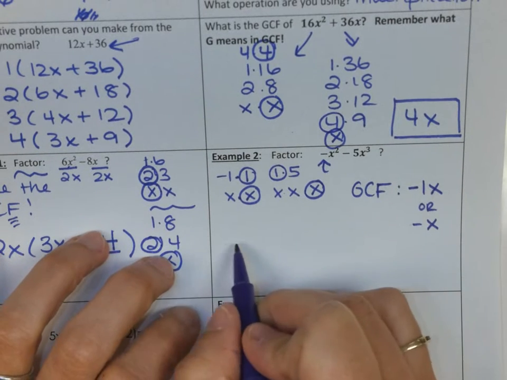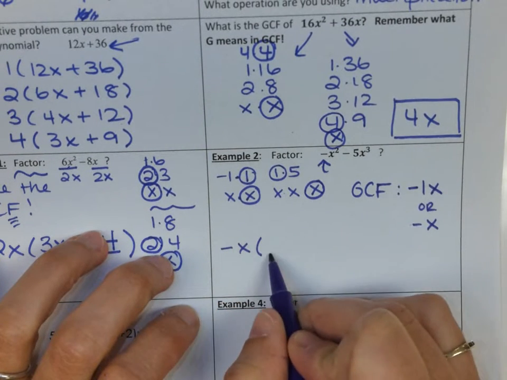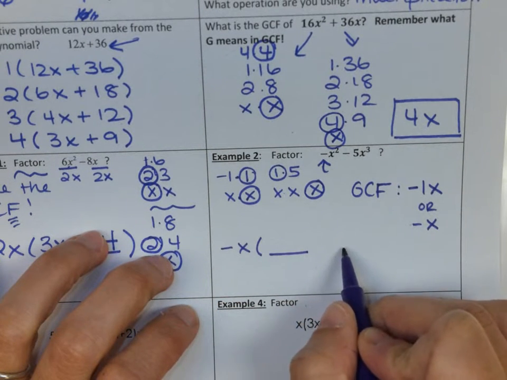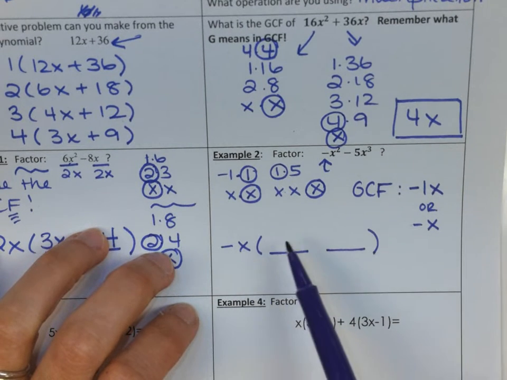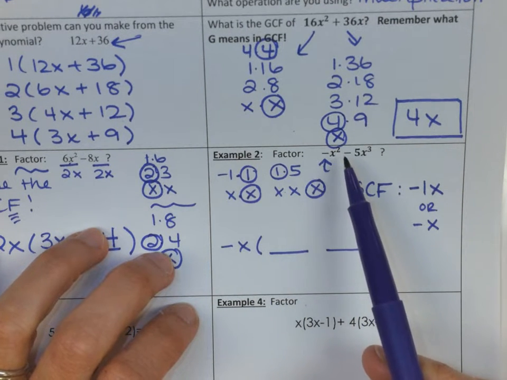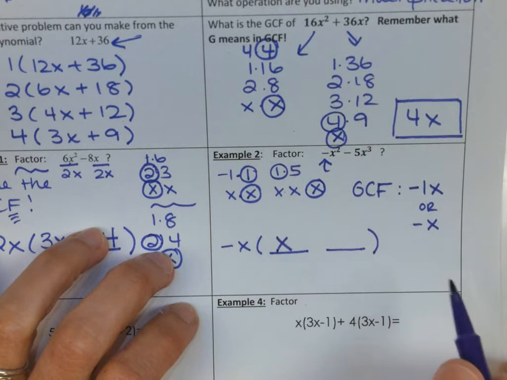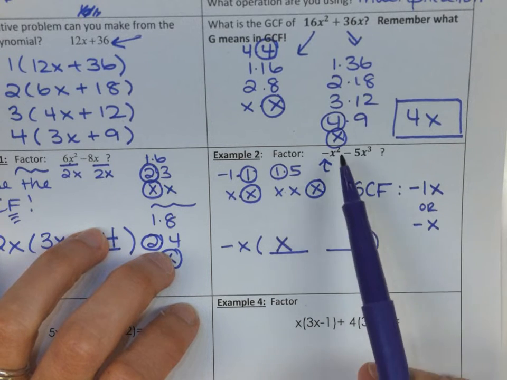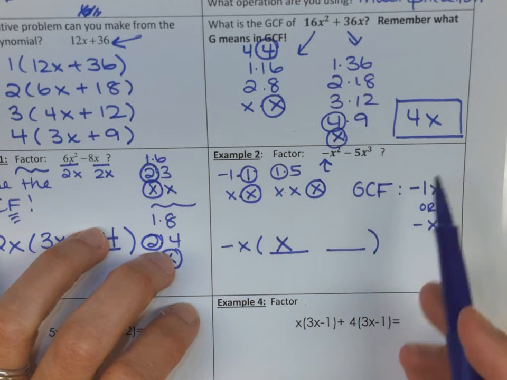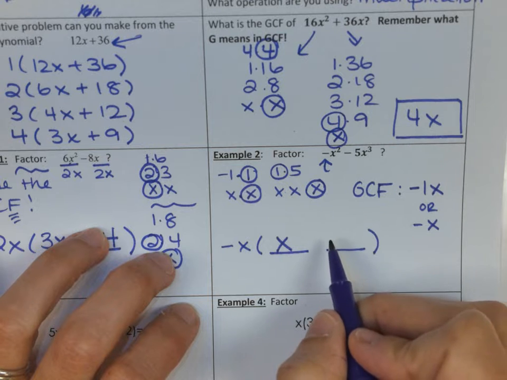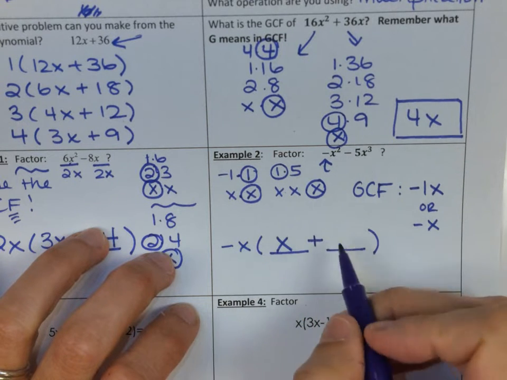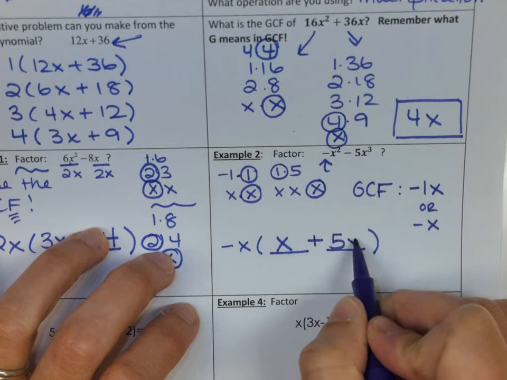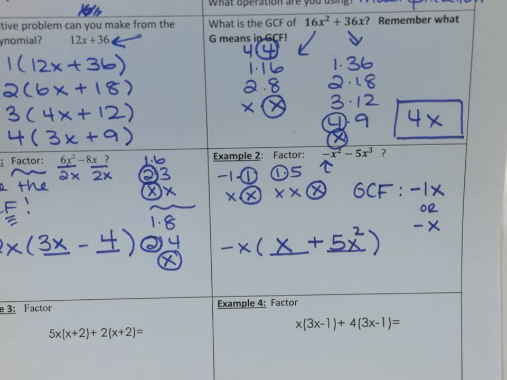So what is this going to look like? Negative x times something will have to give us negative x squared, so that's got to be an x. Negative x times something is going to give us a 5x cubed. So it's going to have to be a plus, because a negative and a positive is going to give you a negative, and it's going to be 5, and then to get that cube, it should be 5x squared.